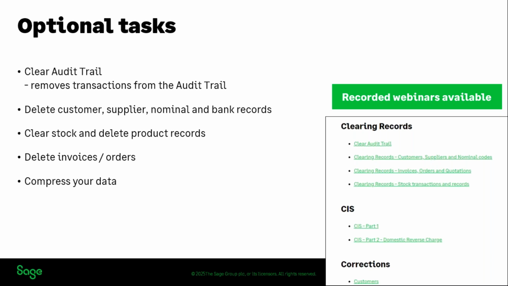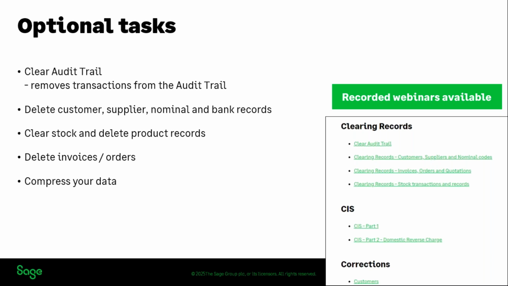Also, you can look at clearing stock. It might be that you've got lots of old stock no longer in use, so you might want to look at doing a clear stock and delete stock. We're looking at that one on Friday. And also invoices and orders. You might not necessarily want all of them live in your live data set, but you can have them in the archive to look back on if you need to.